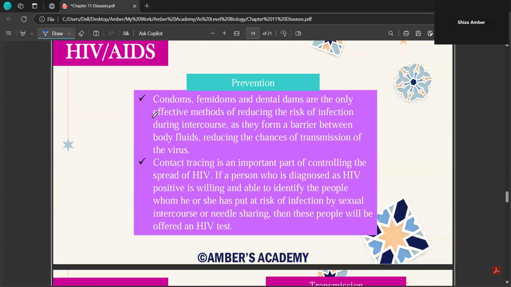Then how can we prevent HIV? Condoms, femidoms, and dental dams are the only effective methods of reducing the risk of infection during intercourse, as they form a barrier between body fluids.